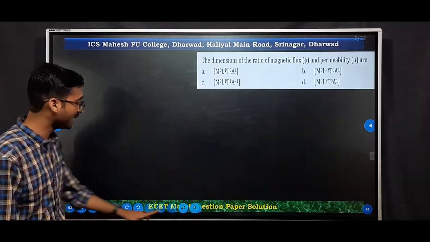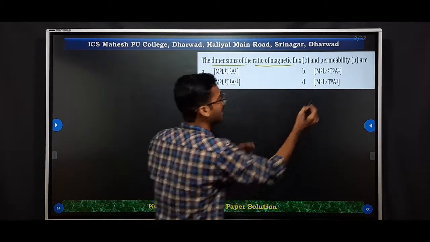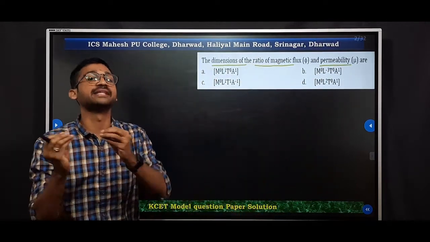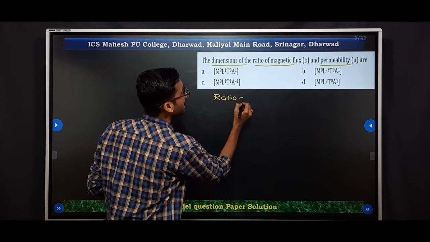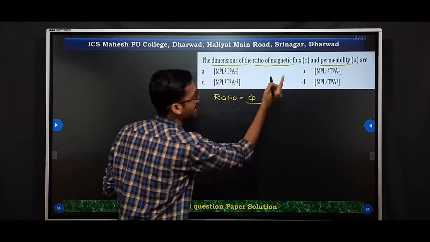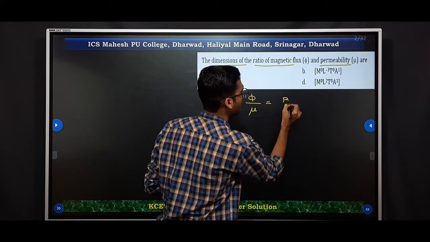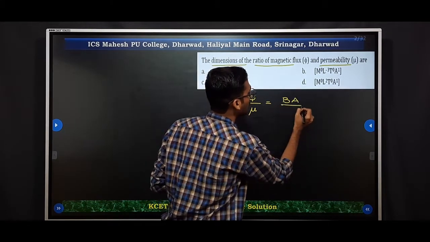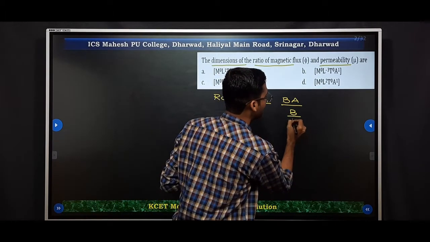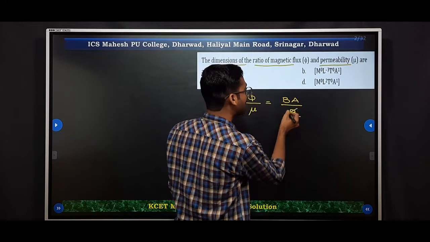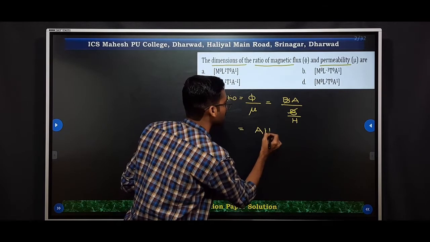Okay, the first question we are having here is the dimensions of the ratio of magnetic flux and permeability mu. Therefore, let us write down the ratio: magnetic flux phi divided by permeability mu. Magnetic flux is given by the product of B and H, all divided by mu. Permeability is given by B divided by H. Okay, let us solve this. B gets cancelled. Therefore, we are having here A into H.